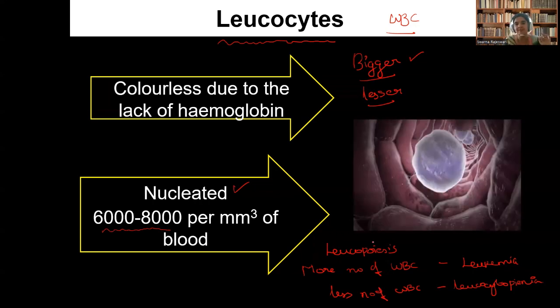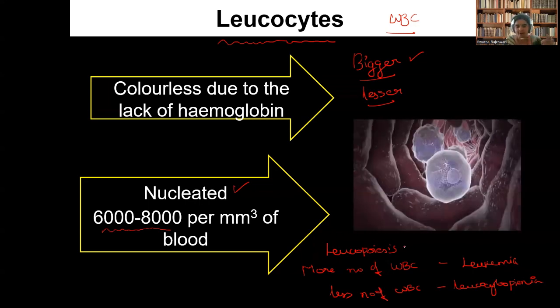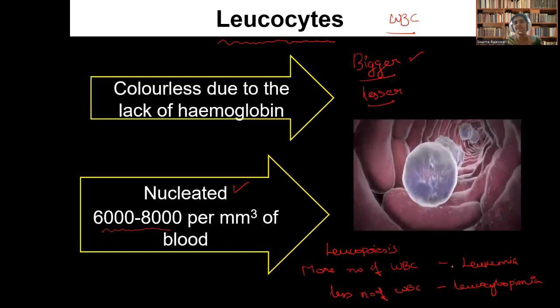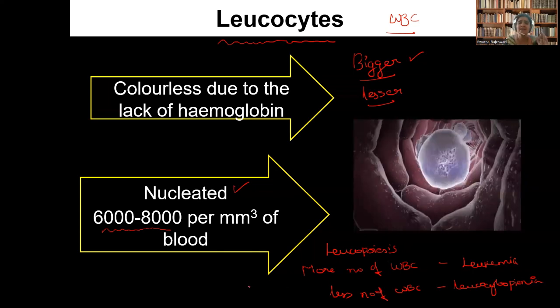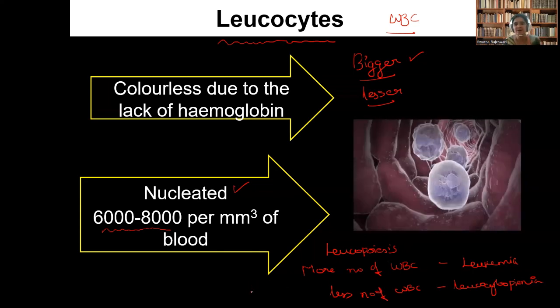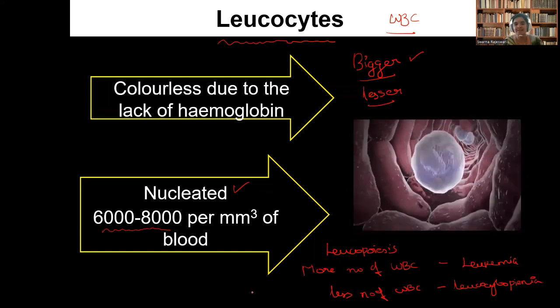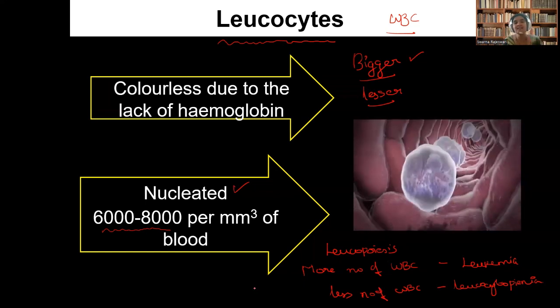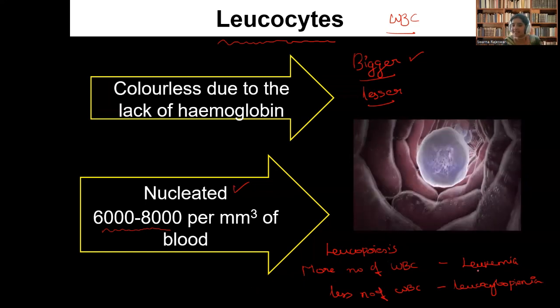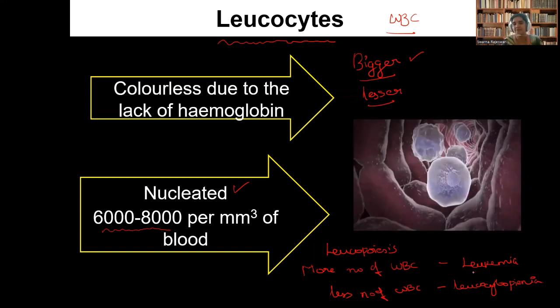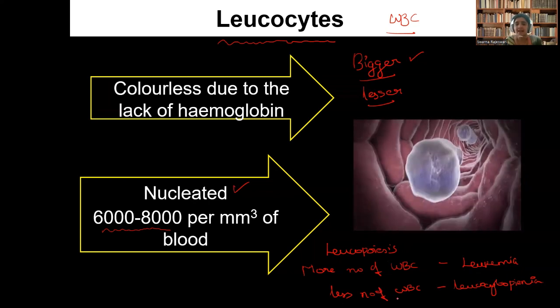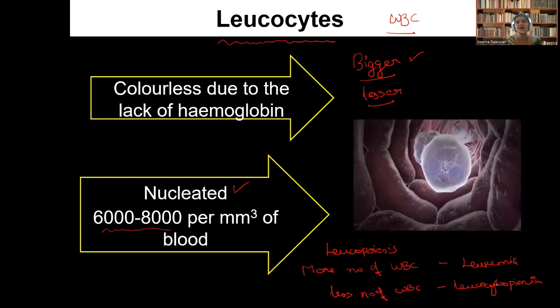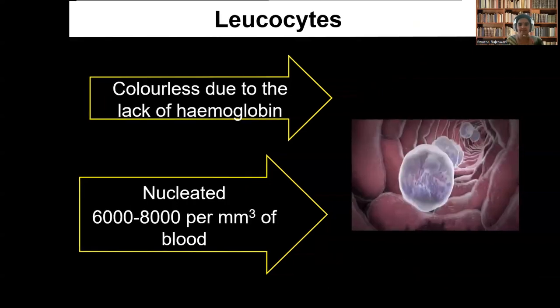The formation of the WBC we call leukopoiesis, and a more than normal number of WBC we call leukemia. Normally, there will be a slight increase in the number of WBC during some infections. It is not dangerous. A very drastic increase in the number of WBC we call leukemia, which is a type of blood cancer, and a lesser number of WBC we call leukocytopenia.